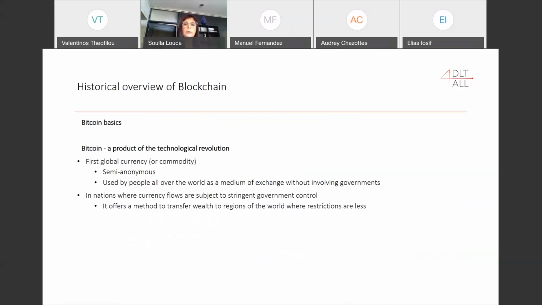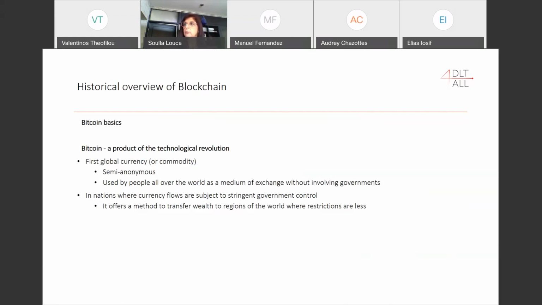Bitcoin, one can also say, is actually a product of the technological revolution. It is semi-anonymous, used by people all over the world as a medium of exchange without involving governments. And it offers a method to transfer wealth to regions of the world where restrictions are less.